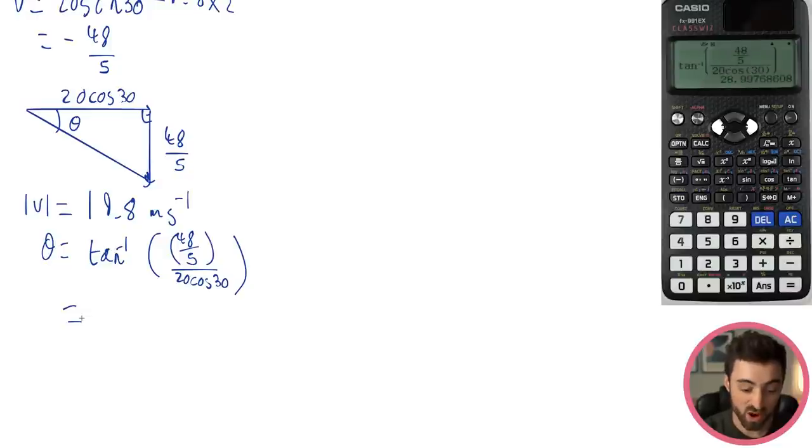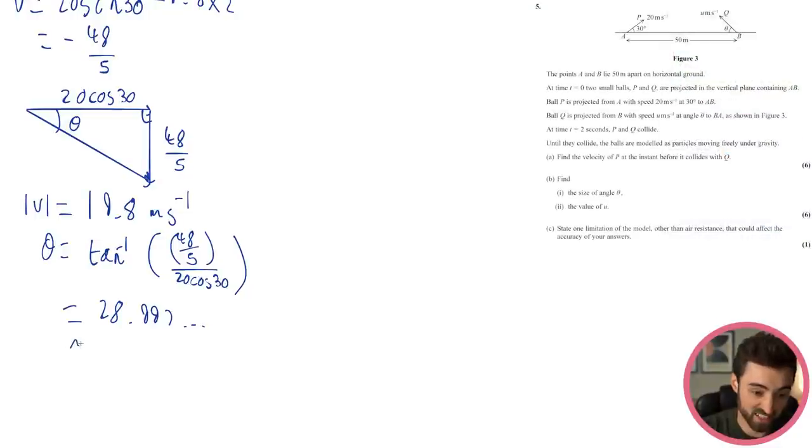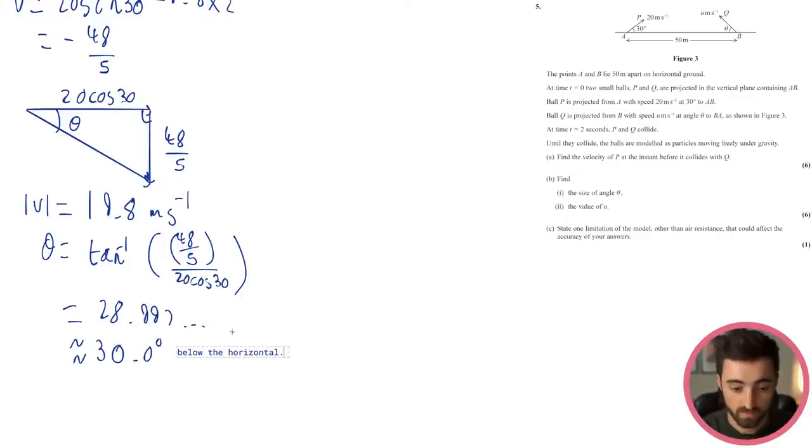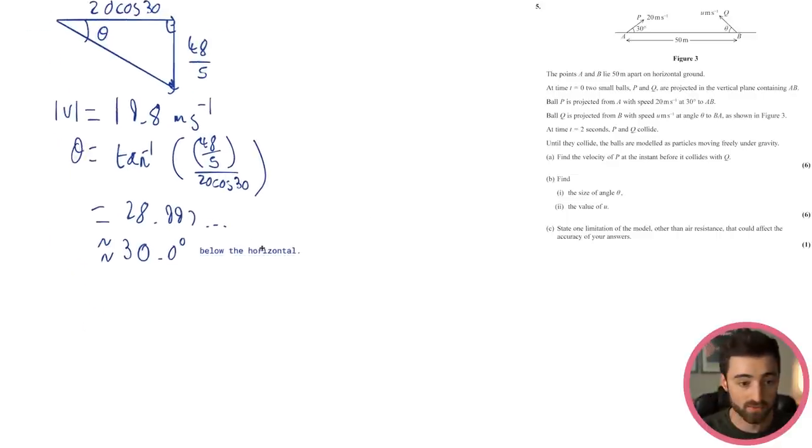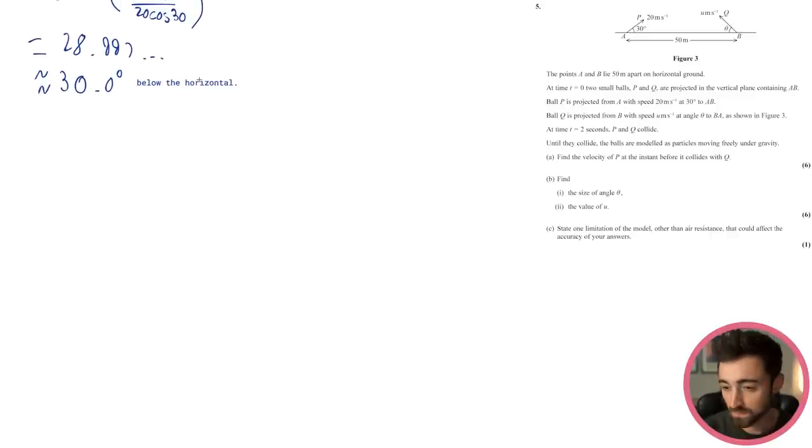And I'm going to get 28.997, etc. So let's round that to basically 30 degrees, 30.0 if I want to go to three significant figures technically. Cool. And then I would say below the horizontal. Cool. Fantastic. Let's see what we have for part B.